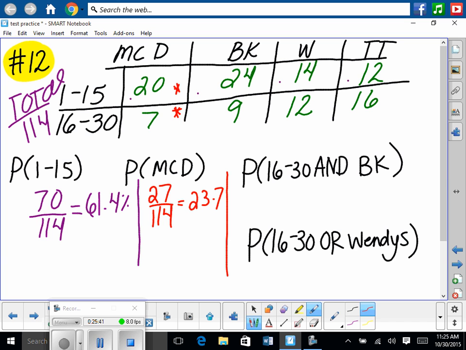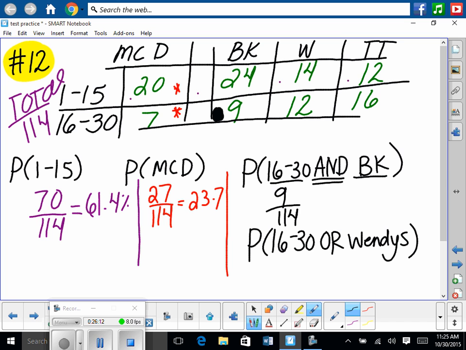All right, now let's do the probability of 16 to 30 and Burger King. So this one is the intersection. Where do those things intersect? Where are they 16 to 30 and at the same time prefer Burger King? If you look at 16 to 30, that would be this row, and we need it to intersect with Burger King, so that'd be that row. So the only place where we get age group 16 to 30 and at the same time prefers Burger King is right there. So that's 9 out of 114. So 9 out of 114 is 7.89%.